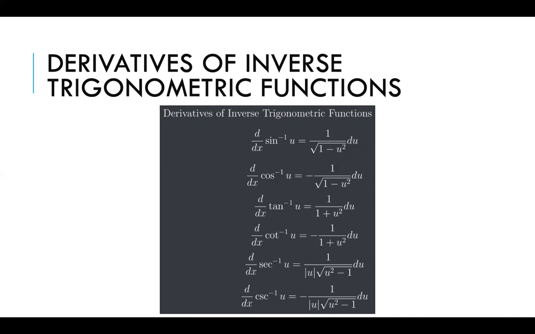For arc tangent, we have 1 over quantity 1 plus u squared. For cotangent, we have its negative counterpart, which is negative 1 over quantity 1 plus u squared. For secant and cosecant, we still have the positive and negative of 1 over absolute value of u multiplied by quantity square root of quantity u squared minus 1, du.